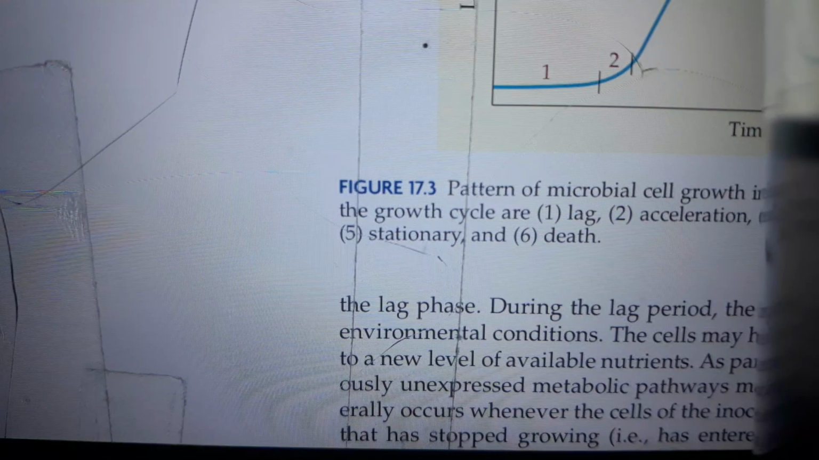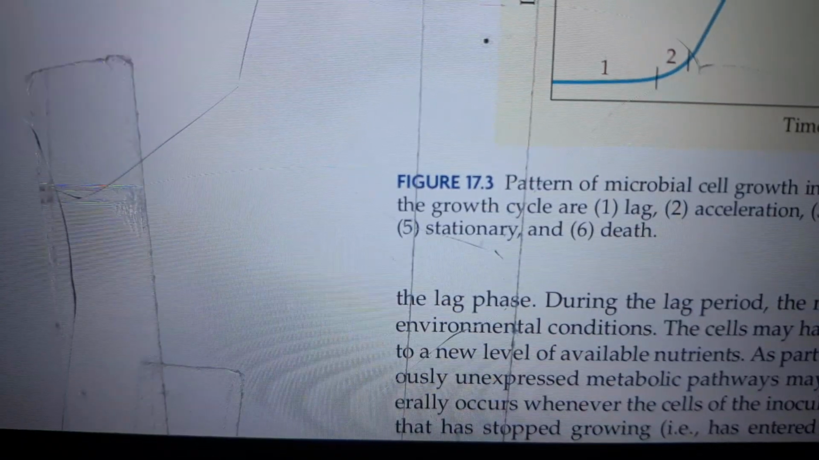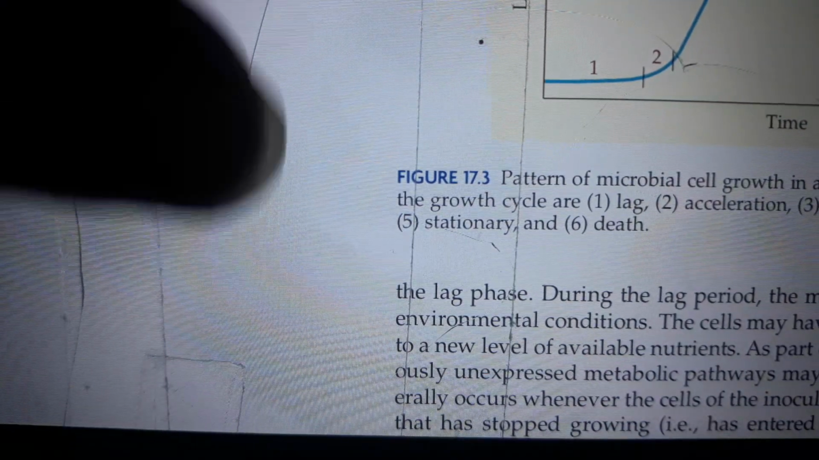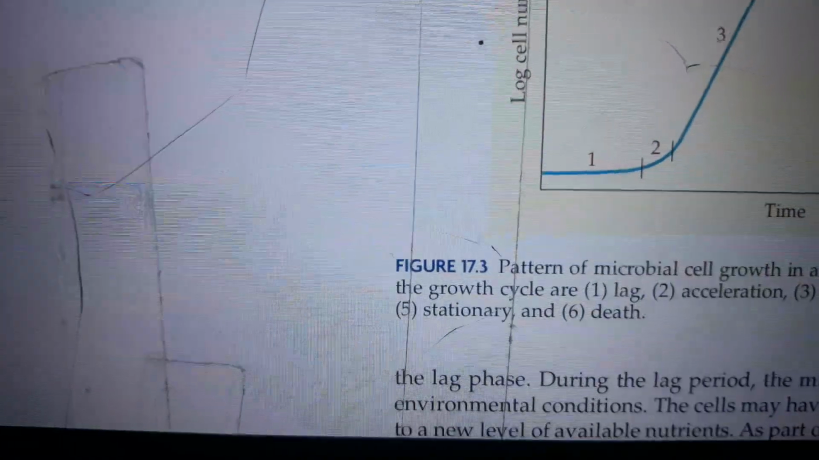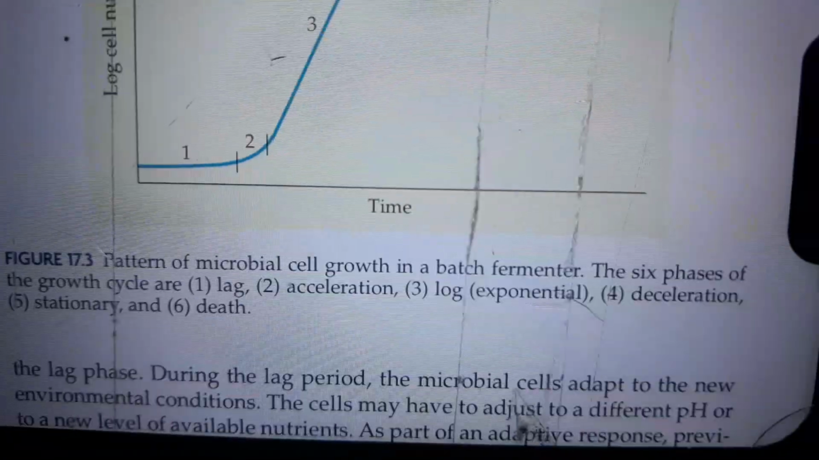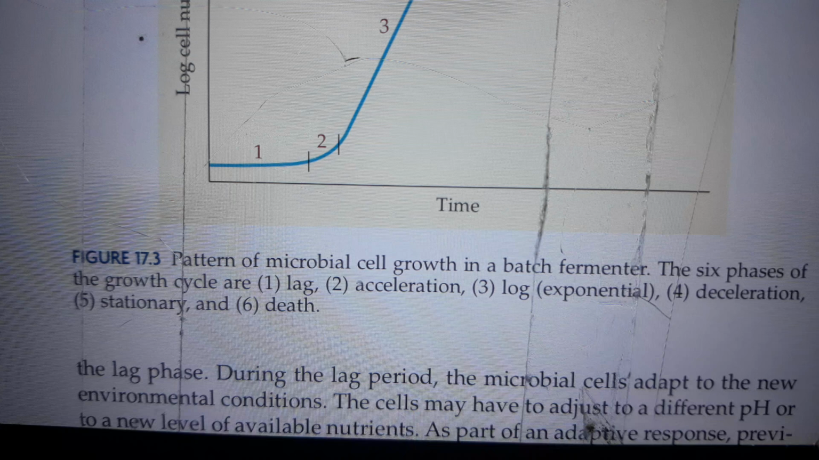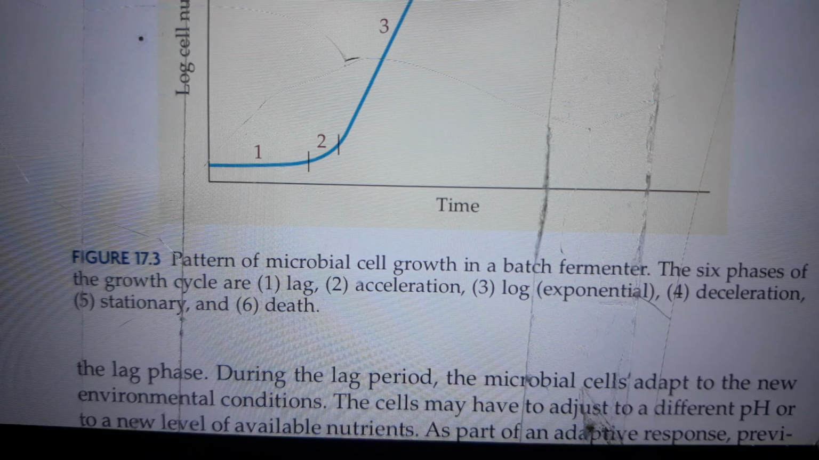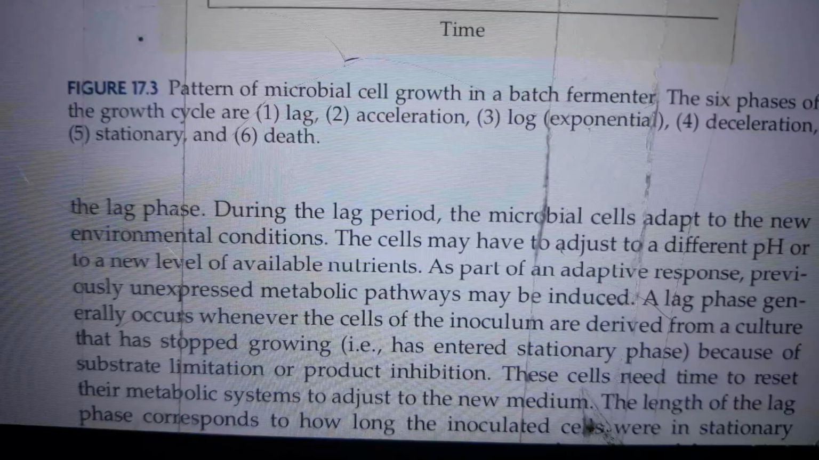And this is figure 17.3, which shows the pattern of microbial cell growth in a batch fermenter. The six phases of the growth cycle are 1, lag, 2, acceleration, 3, log (exponential), 4, deceleration, 5, stationary, and 6, death. Take a copy of this and please research it.